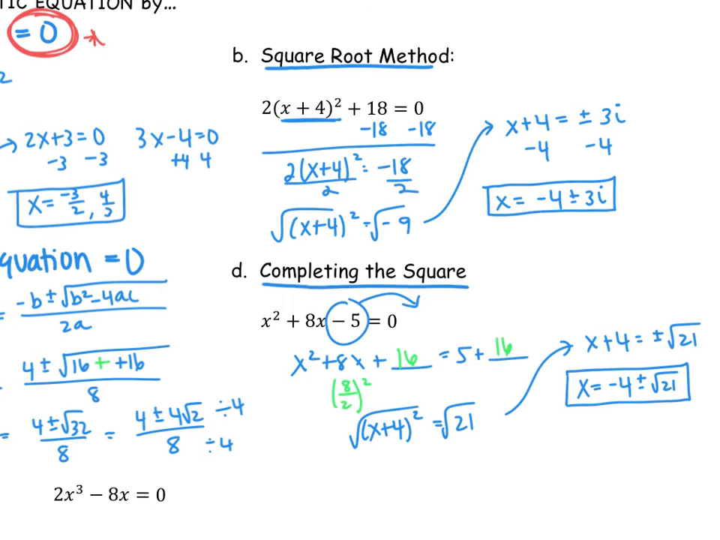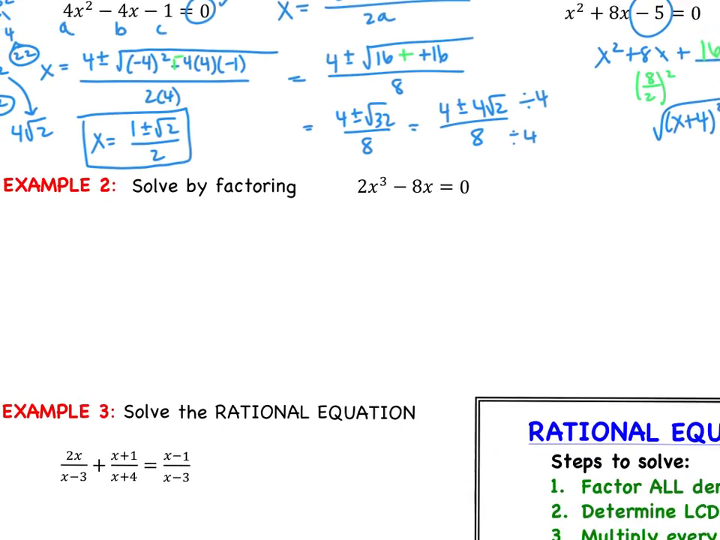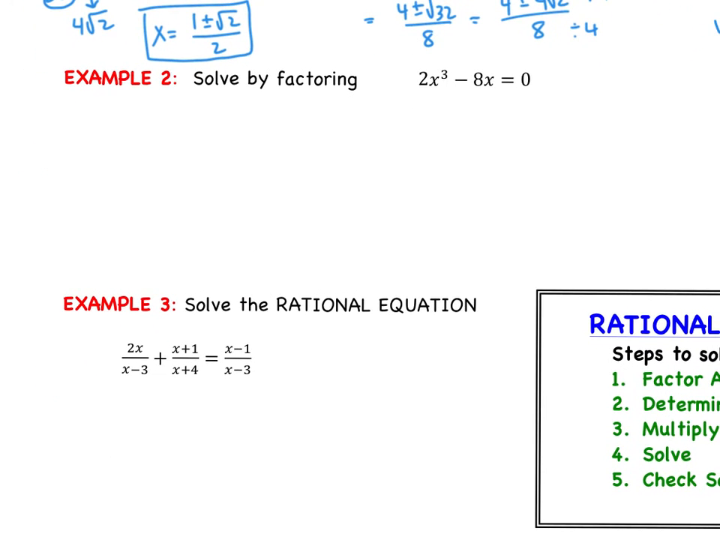Okay. We have another one to solve by factoring. We're going to do this one real quick. First step to factoring always is what? GCF. Out of these two terms, I can take out a 2 and I can take out an x. When I do, I'm left with x squared minus 4. I forgot to ask, how many answers are we going to get in this case? 3.